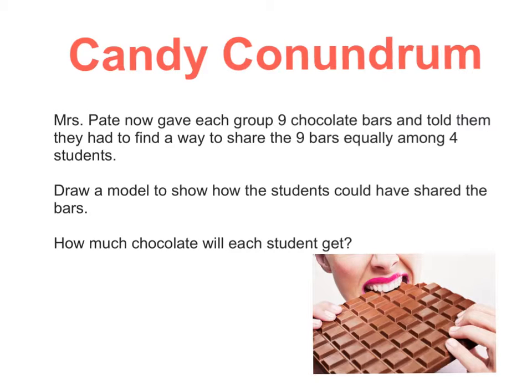We have another problem for you to solve that may be a little trickier. Now Miss Pate gave each group 9 chocolate bars and told them they had to find a way to share the 9 bars equally among 4 students. Draw a model to show how the students could have shared the bars. How much chocolate will each student get?